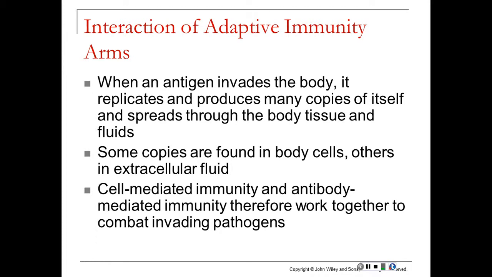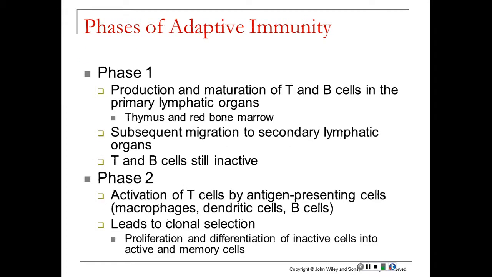So in this way, cell-mediated immunity and antibody-mediated immunity need to work together to combat the invading pathogens. There's a couple phases to adaptive immunity. Phase 1 includes the production and maturation of the T and B cells within the thymus and red bone marrow. Those cells are then going to migrate to the secondary lymph organs, such as the lymph nodes. The T and B cells are still inactive. They kind of wait behind the curtains, so to speak.